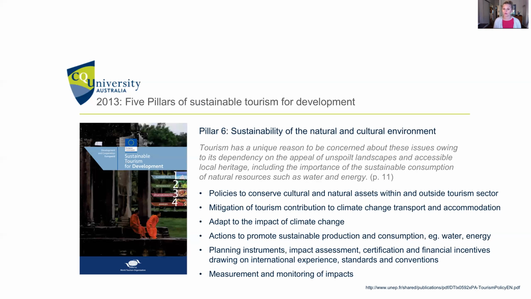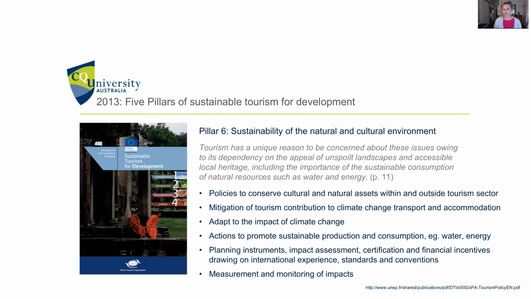So they say that tourism has a unique reason to be concerned about these issues owing to its dependency on the appeal of unspoilt landscapes and accessible local heritage, including the importance of the sustainable consumption of natural resources such as water and energy. So that's kind of putting into words a lot of stuff I've already said. So they're saying that you need policies to conserve cultural and natural assets within and outside the tourism sector, a mitigation of tourism contribution to climate change, transport and accommodation, so more things that we've already discussed, adapt to the impact of climate change, so that may be rising sea levels is probably a common one, or maybe increased intensity of storms.